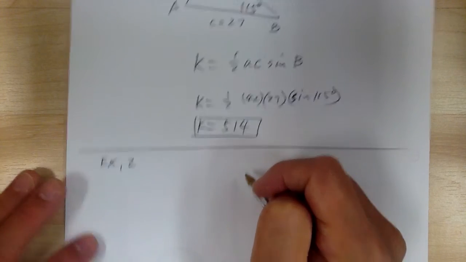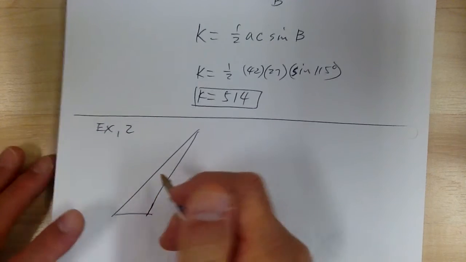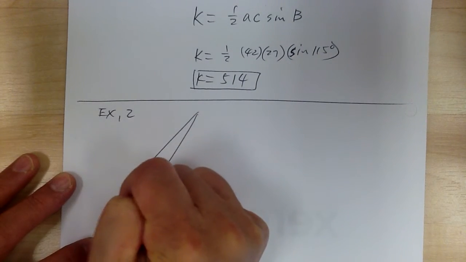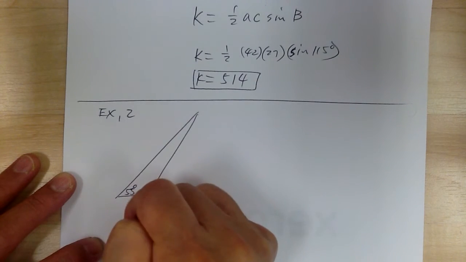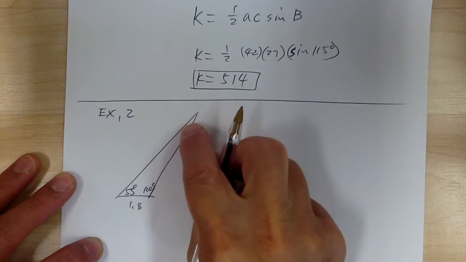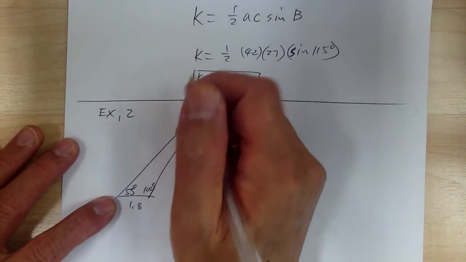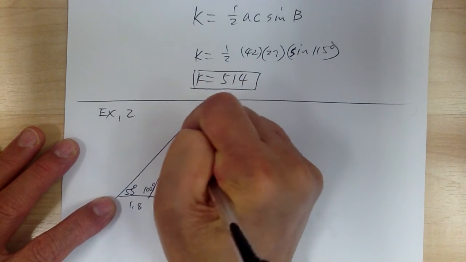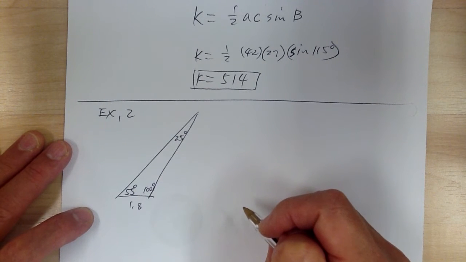Find the area of the triangle shown at right. Okay, so you have this triangle. You got 55, you got 100 degrees, and you got 1.8. So first let's go and find this angle. 180, so 25. Then after that, do we have enough information?